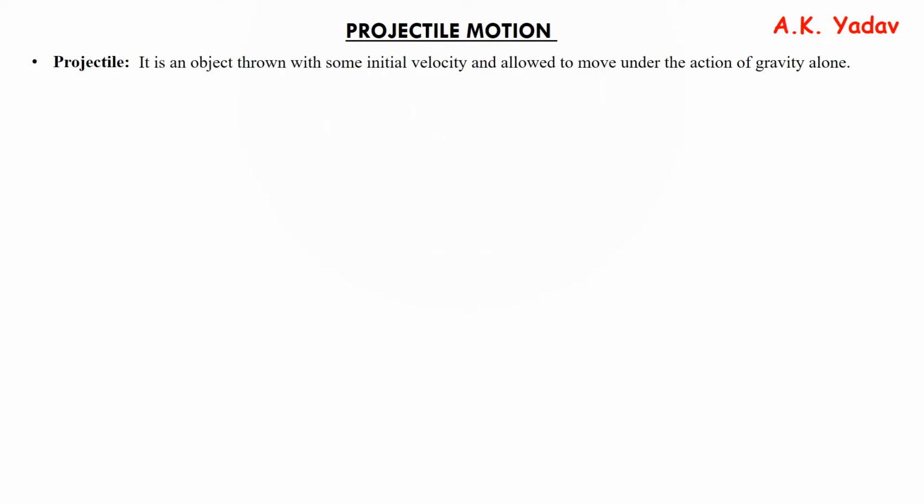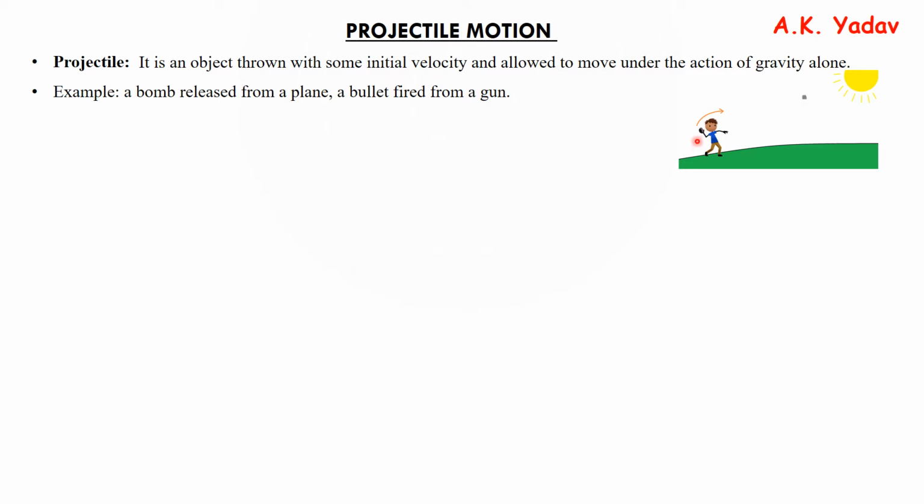Projectile motion. What is a projectile? It is an object thrown with some initial velocity and allowed to move under the action of gravity alone. Example: a bomb released from a plane, a bullet fired from a gun. In this picture, the child is throwing a stone. So, the stone is a projectile. Trajectory: the path followed by the projectile. So this path which the stone is following, this is its trajectory.